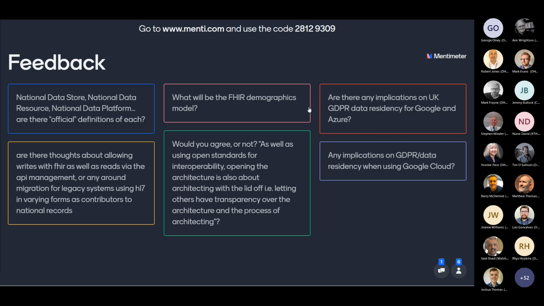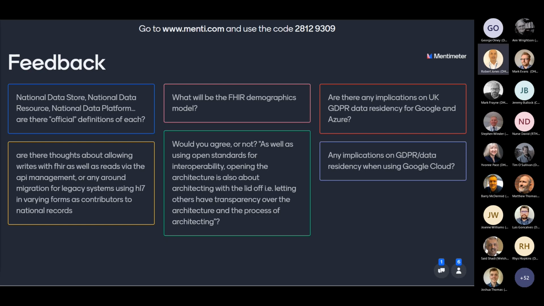Are there any implications on UK GDPR data residency for Google and Azure? I'll go to Mr. Olney for that one. Well, that's really a question for our governance people. In terms of data residency, Google and Azure both have UK data centres, as do AWS. So I think the answer is whatever platform we use, our IG colleagues will be all over that, ensuring that the data is safe and is in the place that it should be. Hopefully we'll be picking that up as part of our key considerations for the work that we're doing. Well, I don't say hopefully, we will be. I don't think there's a choice there.